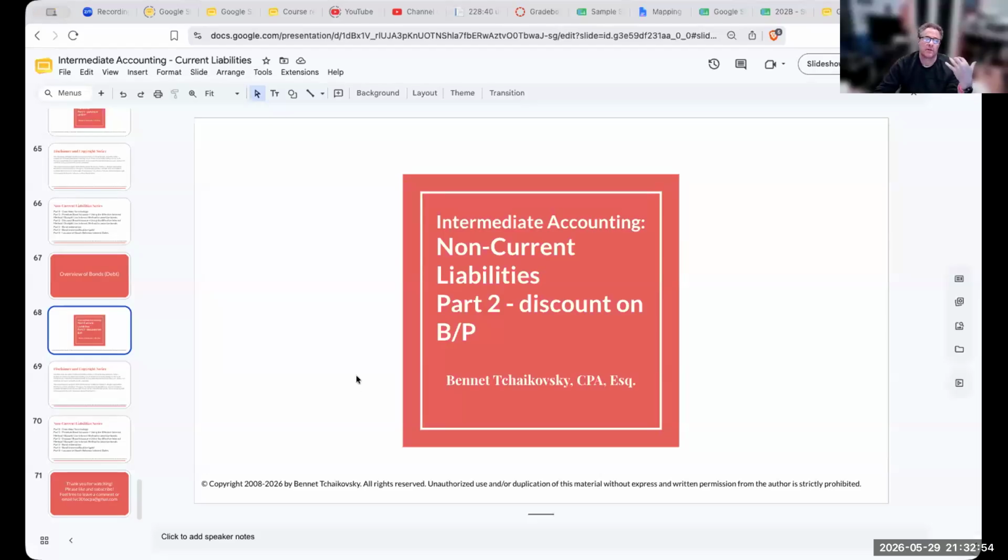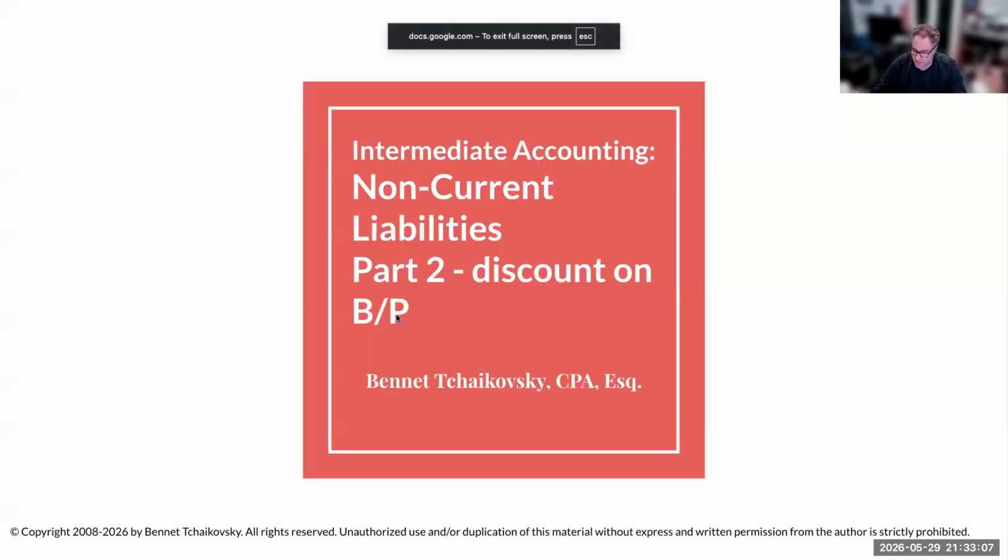This is Non-Current Liabilities, Part 2 in this series. We're going to be talking about when we have a discount on a bonds payable, and we're going to be using that effective interest method. So just a few things here.